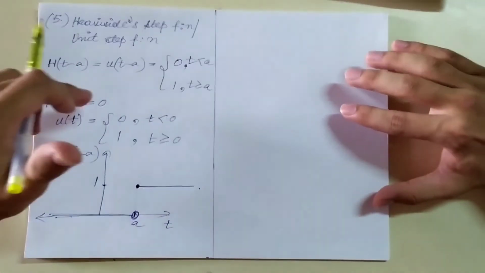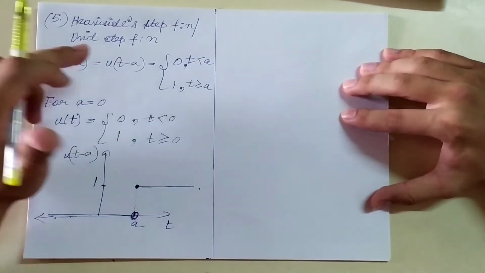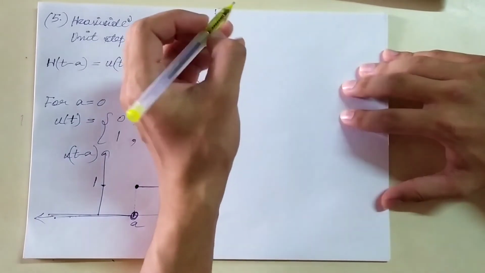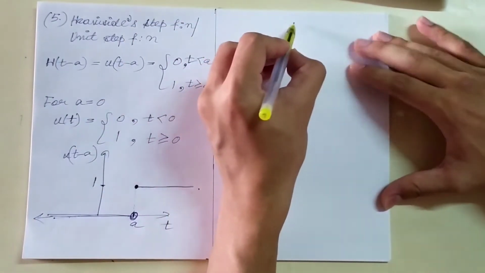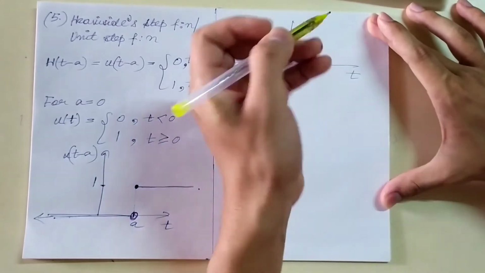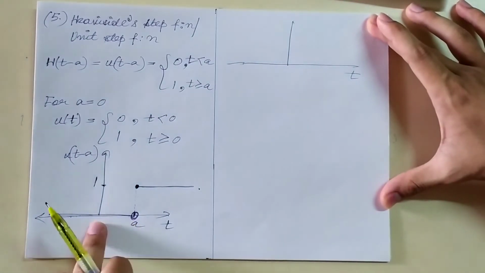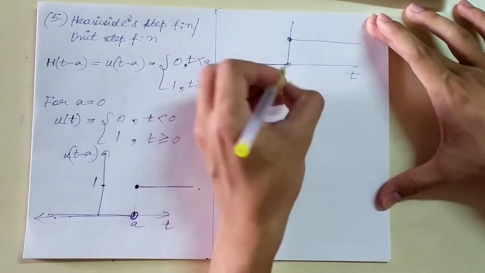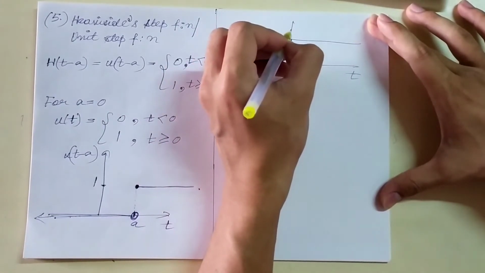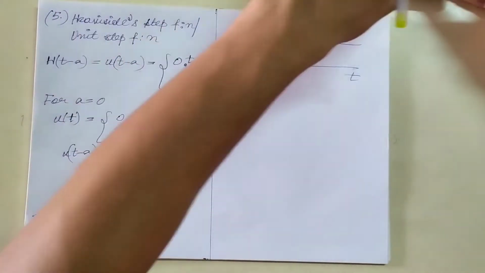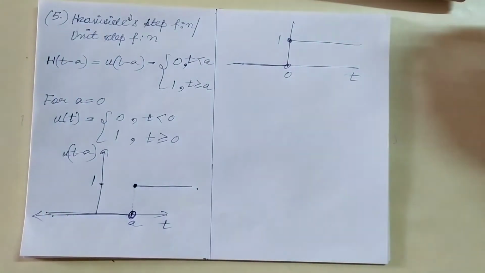Now for u(t), where a is equal to 0, we get the graph as follows. This is t. Now basically a will become 0, so the graph will be this. This is 0 and this is 1.